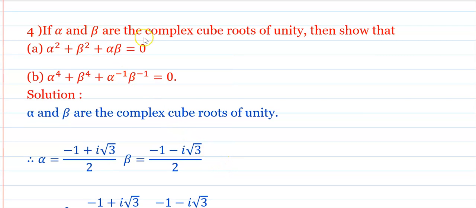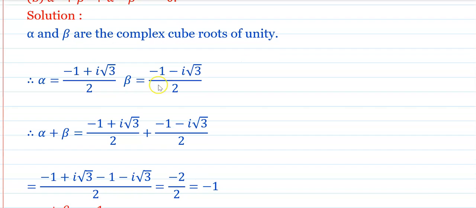If alpha and beta are the complex cube roots of unity, then show that alpha square plus beta square plus alpha into beta is equal to 0. Next, alpha raised to 4 plus beta raised to 4 plus alpha raised to minus 1, beta raised to minus 1, is equal to 0. Now first, alpha and beta are the complex cube roots of unity. Then alpha is equal to minus 1 plus i root 3 upon 2, and this is beta. Beta's value is minus 1 minus i root 3 upon 2.